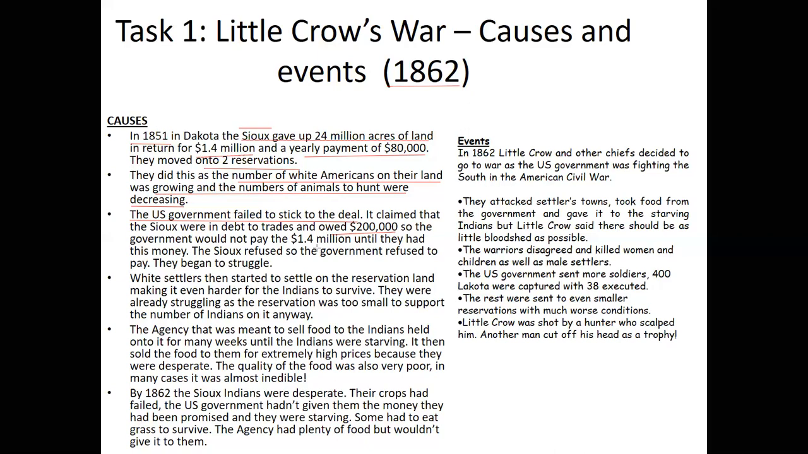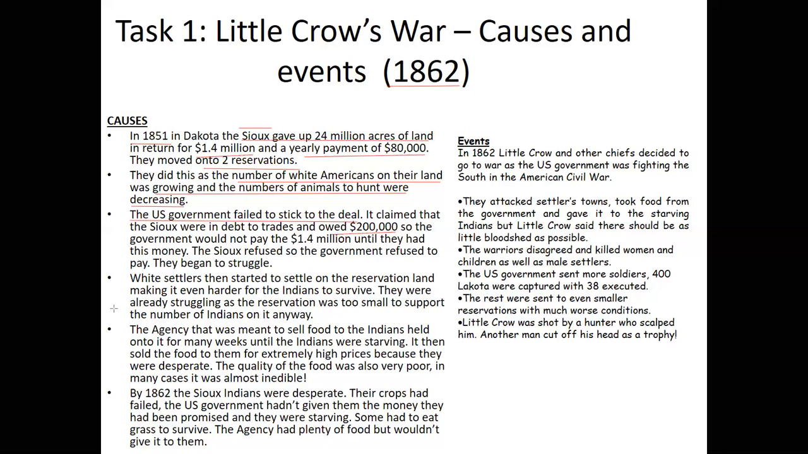Now, white settlers then started to settle on the reservation land that the Sioux were given, which made it even harder for them to survive. They were already struggling because the Sioux were a huge nation of Native Americans, and they were put onto this small reservation. And because white settlers were starting to settle on it, it made it harder for them to survive. They were already struggling as the reservation was too small to support the number of Indians on it anyway. So effectively, the Sioux's land was becoming smaller.